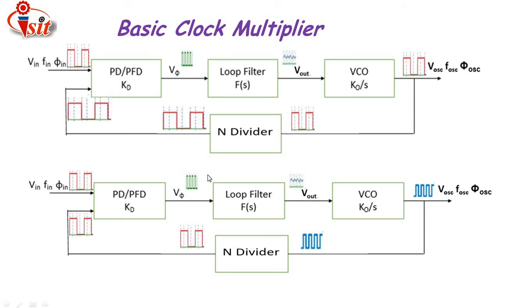Along with this, the second basic clock multiplier circuit is given over here. It has a phase detector circuit, a phase frequency detector circuit, a loop filter, and a voltage controlled oscillator. The output of the voltage controlled oscillator goes back towards the N divider circuit. The N divider circuit output is given as feedback to the phase detector circuit, along with the multiplication factor of the N divider circuit. Whatever value comes from the N divider circuit is multiplied along with the phase detector circuit.